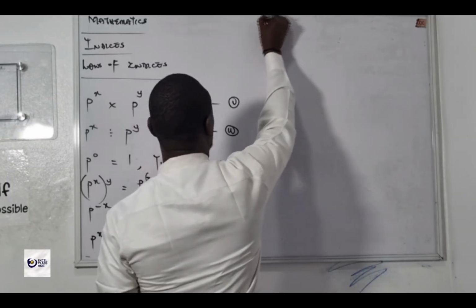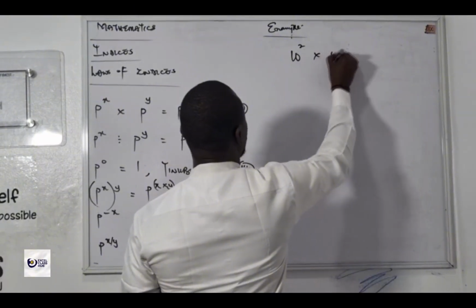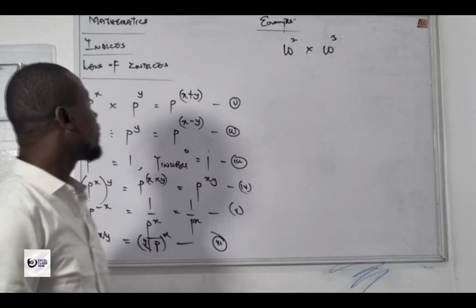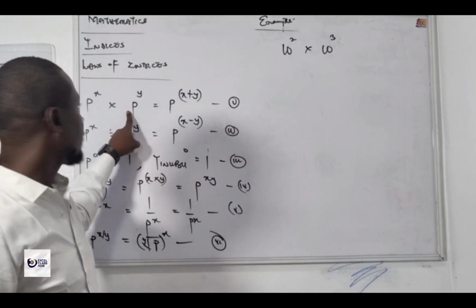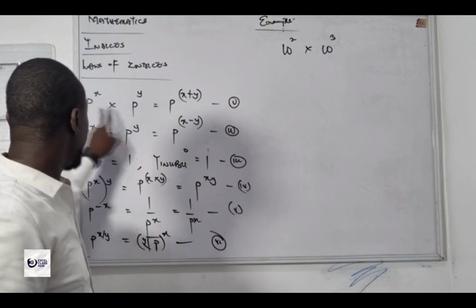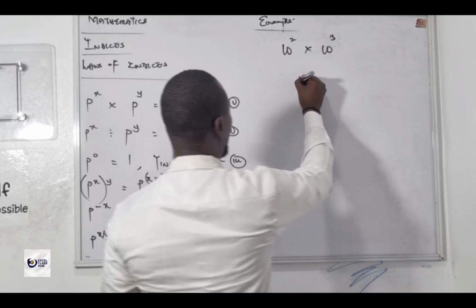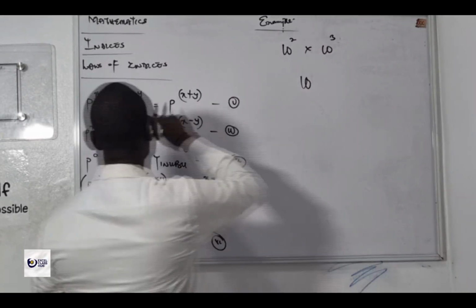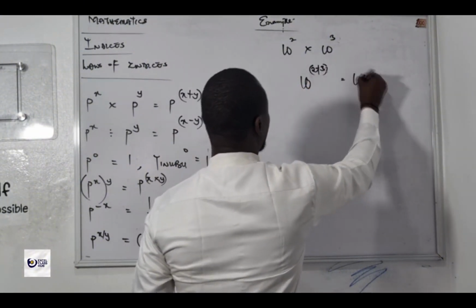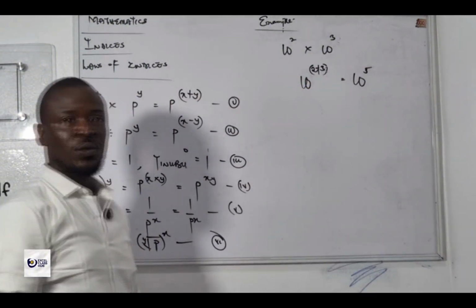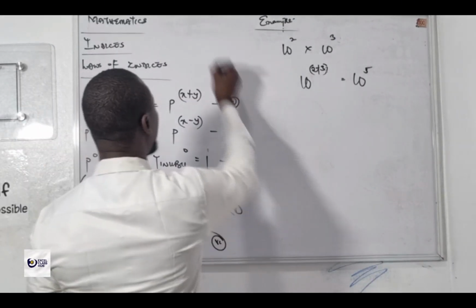Let's take, for example, 10 raised to power 2 times 10 raised to power 3. This question is applicable to law 1. You can see this one is multiplication. We pick one base. When I have 10 and 10, they have the same base, so I can pick one 10. That means times changes to plus. So that should be 2 plus 3, which means my total answer will be 5.